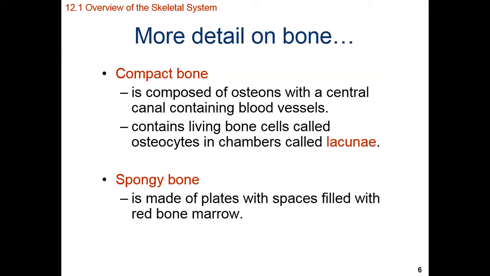Within the osteon that makes up the compact bone, we're going to have little hollow cavities known as lacunae, and those lacunae are going to contain the bone maintaining cells, the osteocytes, which maintain the bones. And then we also have spongy bone. Spongy bone, formerly taught as cancellous bone, is going to have many little trabeculae, or little plates, that have hollow spaces between them that are filled with red bone marrow.